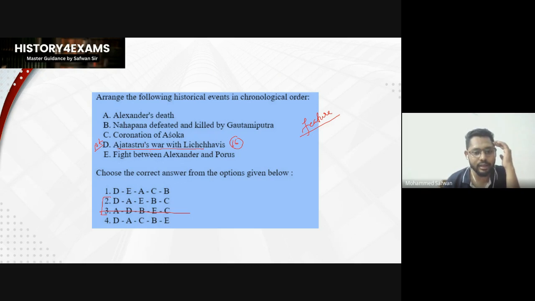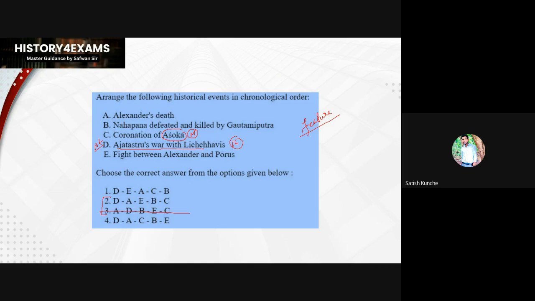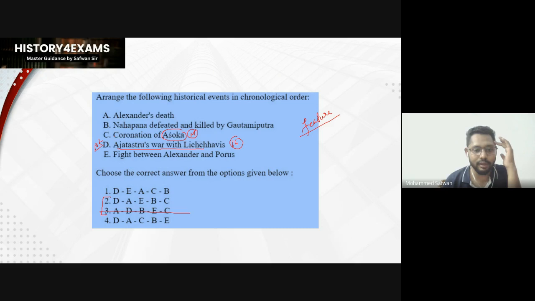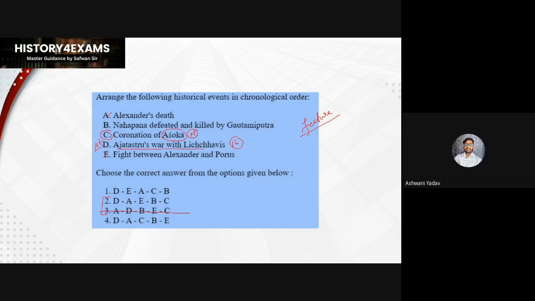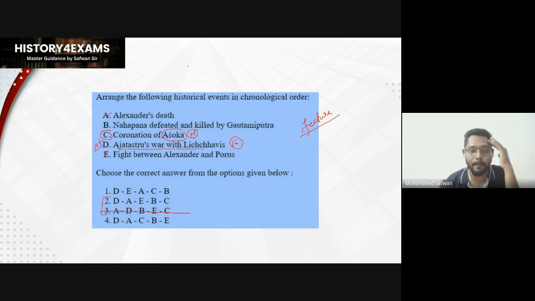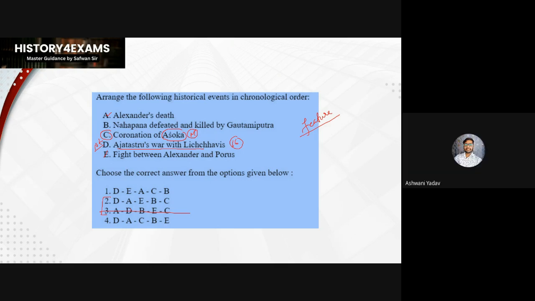You know that Ashoka belongs to which dynasty? The Mauryan Empire. Before the Mauryan Empire, what can we see? Alexander's invasion in the northern part of India. So obviously, C will come after E and A. You can think like that. If you look at the options carefully, you will find that E and A are contradicting, and you will get the answer if you see carefully.